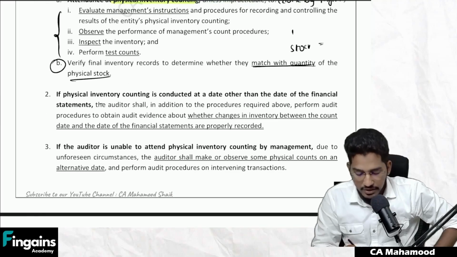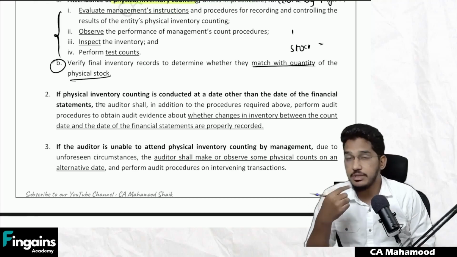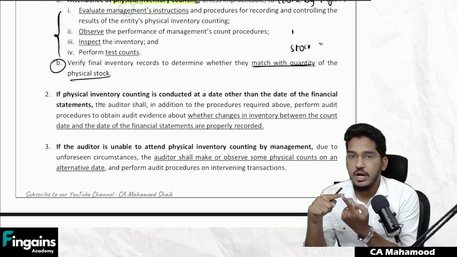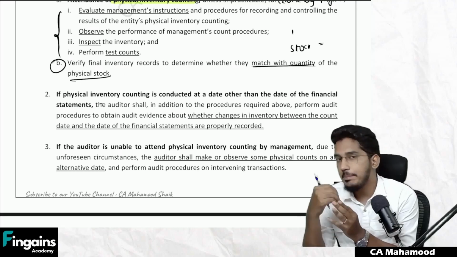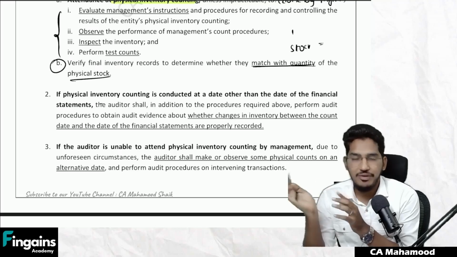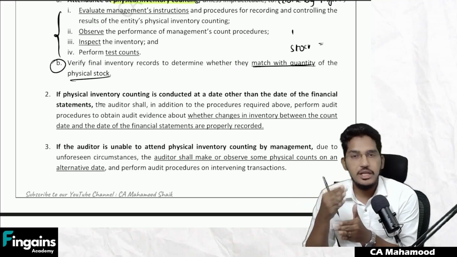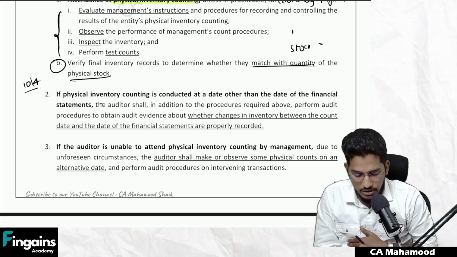Next one. If inventory counting is conducted at a date other than the date of financial statements, this also I have told you. See, if inventory counting is happening on the balance sheet date, very good. If inventory counting is happening on a date other than the balance sheet date, what should you do? You should do the reverse calculation and find out the stock which is existing on 31st of March. This also we have done now. Say management is doing inventory counting on 10th of April.